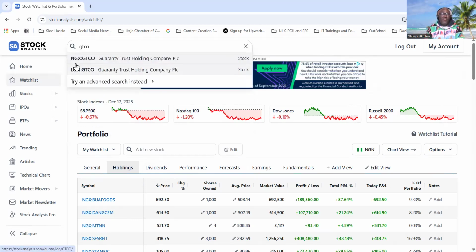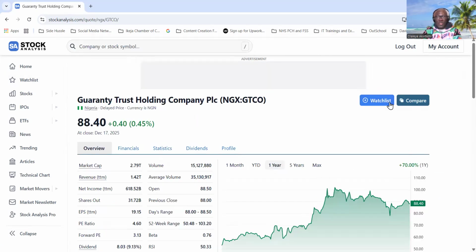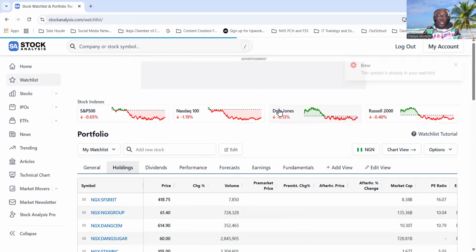Remember, you have to look at the first 3 letters and make sure you are selecting the stock that's listed on the Nigerian Stock Exchange. You can also see there is another Geitco code here, and the first three letters are LON. That means this particular stock is listed on the London Stock Exchange, but I want to select the one that is listed on the Nigerian Stock Exchange. So I'll click the one listed on the Nigerian Stock Exchange, and then I will click on watch list.